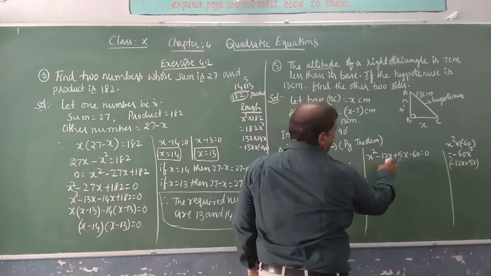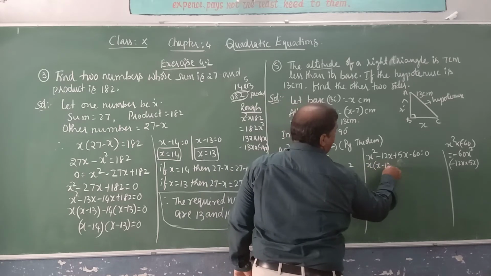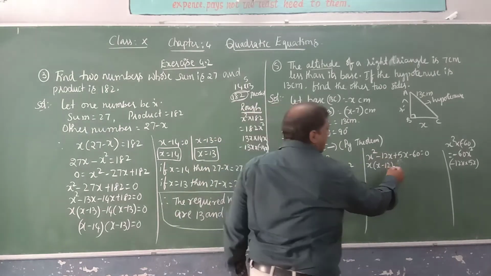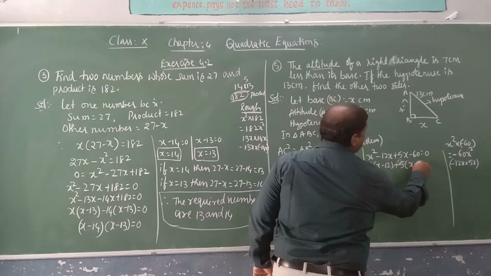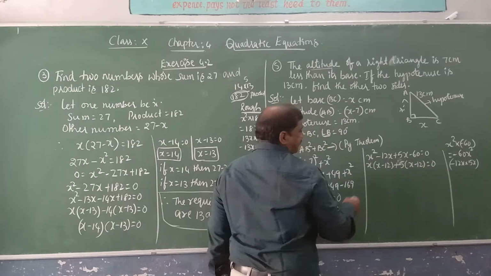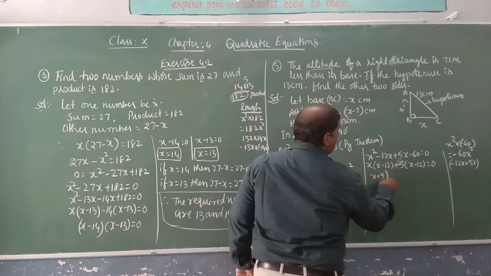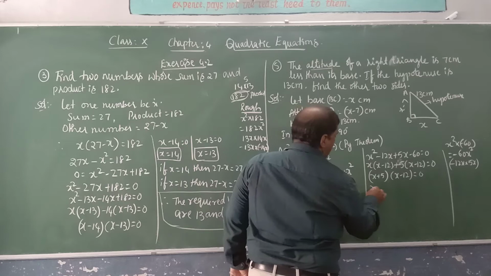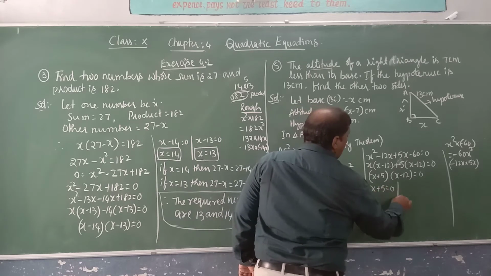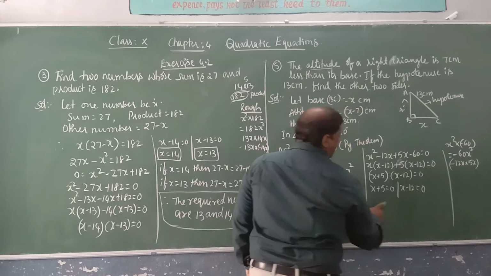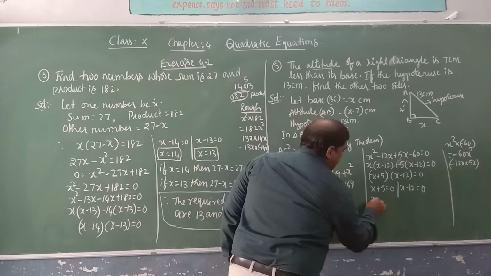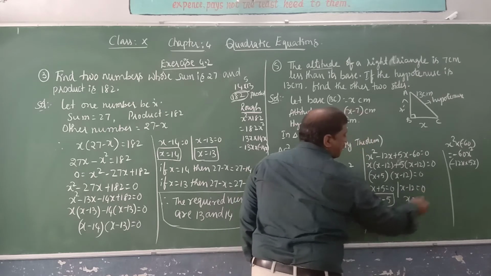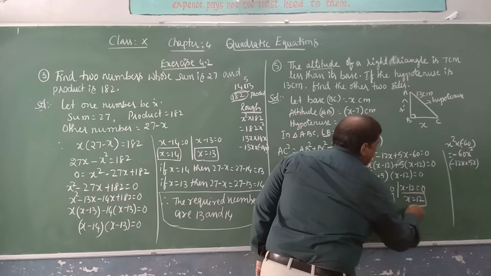Now take x common from the first two terms, we get x into x minus 12. And from the last two terms, 5 and 60, 12 into 5 is 60, so take 5 common, then we get x minus 12. So x plus 5 into x minus 12 equals 0. Now x plus 5 equals 0 or x minus 12 equals 0. Transposing plus 5 to the RHS, we get x equals minus 5. And by transposing minus 12, we get x equals 12.